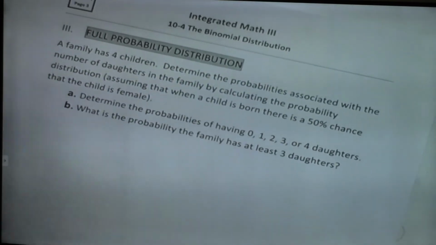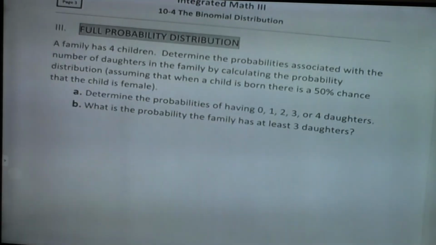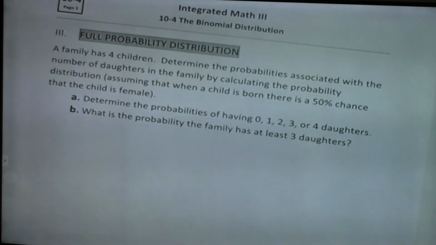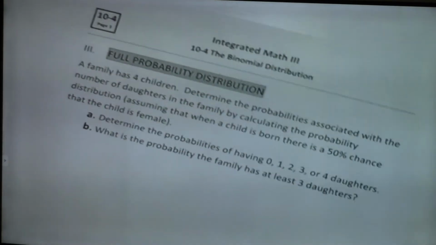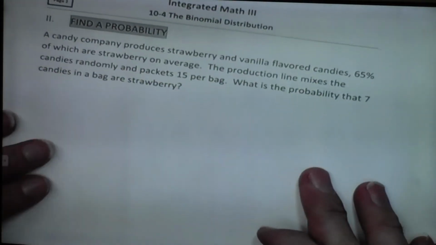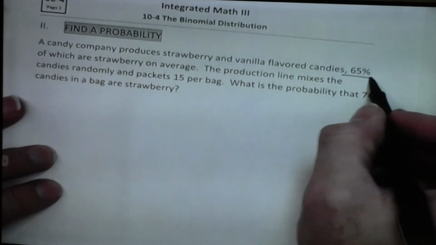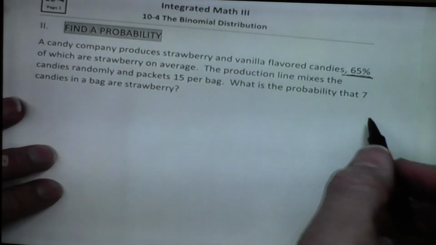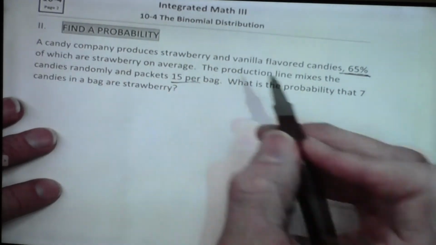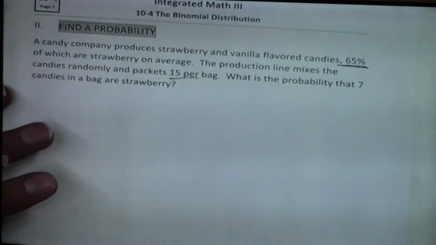Here, instead of just doing one thing, we're going to do a full probability distribution. Oh, this one's page 3. I took the wrong page out. Let's look at page 2. Find a probability. A candy company produces strawberry and vanilla flavored candies, 65% of which are strawberry on average. The production line mixes them randomly and puts 15 per bag. What is the probability that 7 candies in a bag are strawberry?